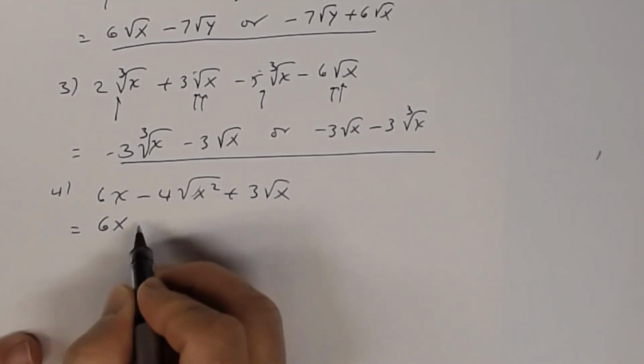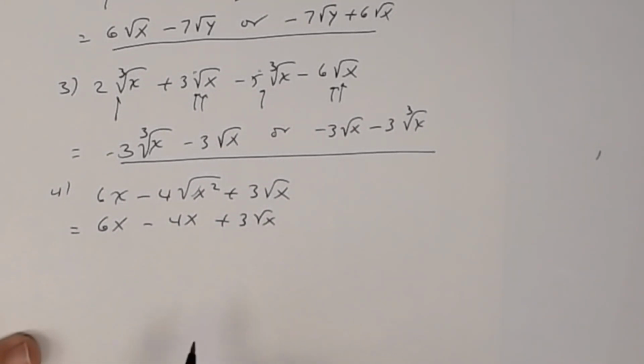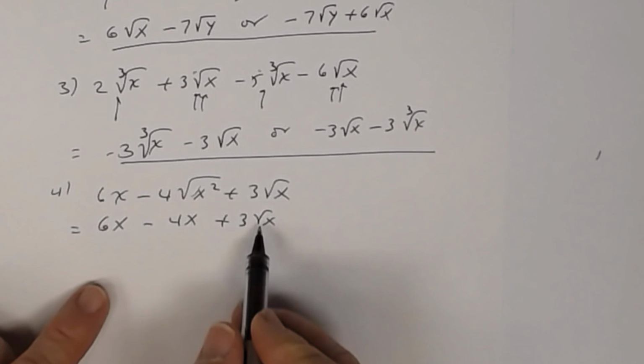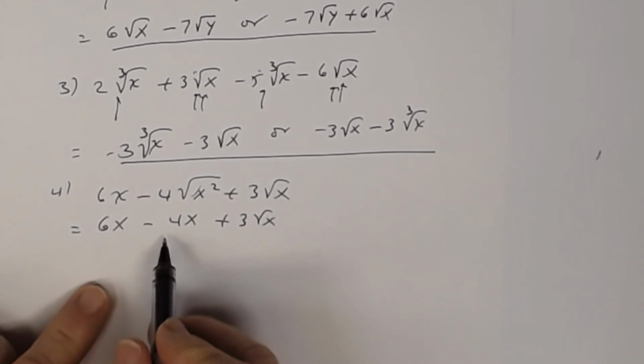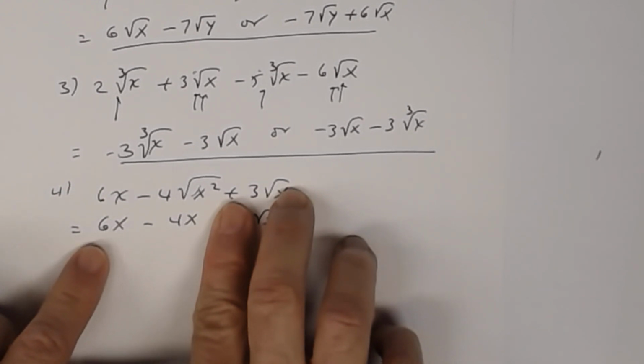So that's 6x minus 4x plus 3 square root of x. And that's all I can do in terms of simplifying. Now let's go about like terms. This has a square root of x in it. These do not.